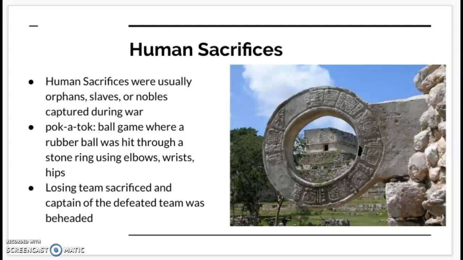They also played a game called Pok-a-Tok. This was a ball game where a rubber ball was hit through a stone ring using elbows, wrists, and hips. If you've ever seen the movie Road to El Dorado, it's the game that they play in that movie. In this picture here, this is where they had to get the ball through it. The losing team was then sacrificed, and the captain of the defeated team was beheaded. So, this was considered a great honor to play this game.